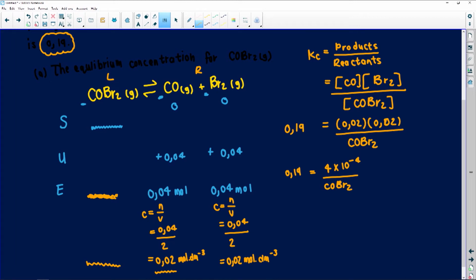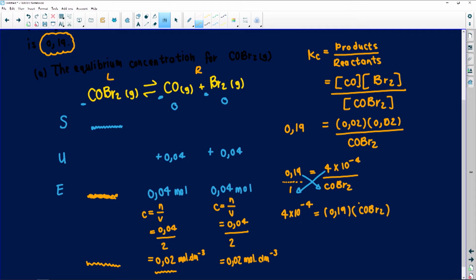Now, here I've got a whole number. This side I'm working with fractions. You put this over an invisible 1, and then you're going to cross multiply. So this will multiply with the 1, and the 0.19 will multiply with the COBr2. So 1 multiplied by 4 times 10 to the negative 4 remains 4 times 10 to the negative 4 equals. This side I'm going to have 0.19 COBr2, because you can't multiply numbers and letters.